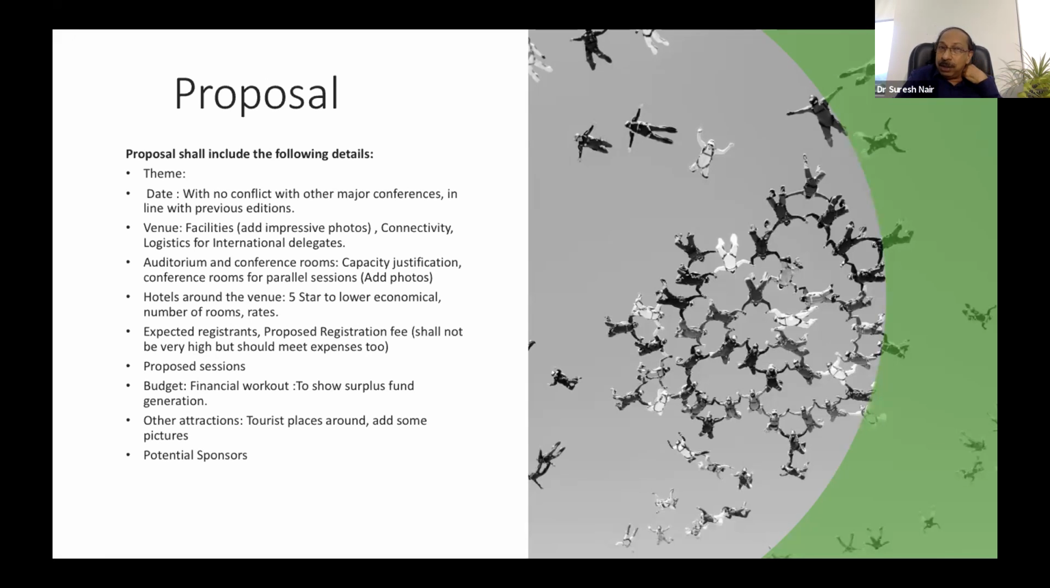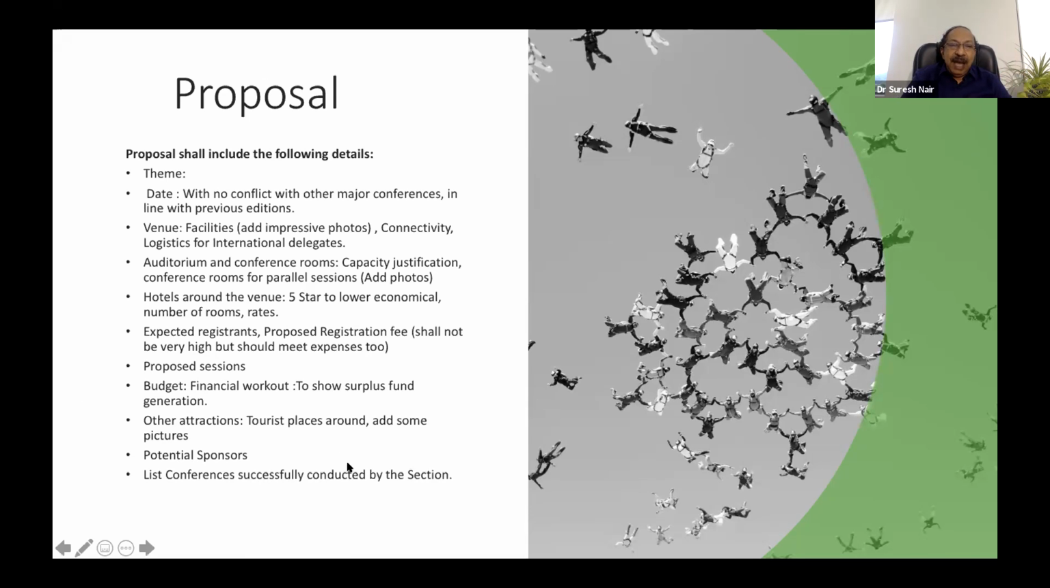Then also you have to put potential sponsors. You may not say exactly who the sponsors will be, but you can tell that these types of sponsors from these industries may be there. All those things you have to put in the proposal. So preparing a proposal itself is a good job. Whether you are going to get the conference or not will depend on the proposal. Then list conferences successfully conducted by this section. This is also very important, because you have to show them that we are capable of organizing such conferences. That is the idea behind it.